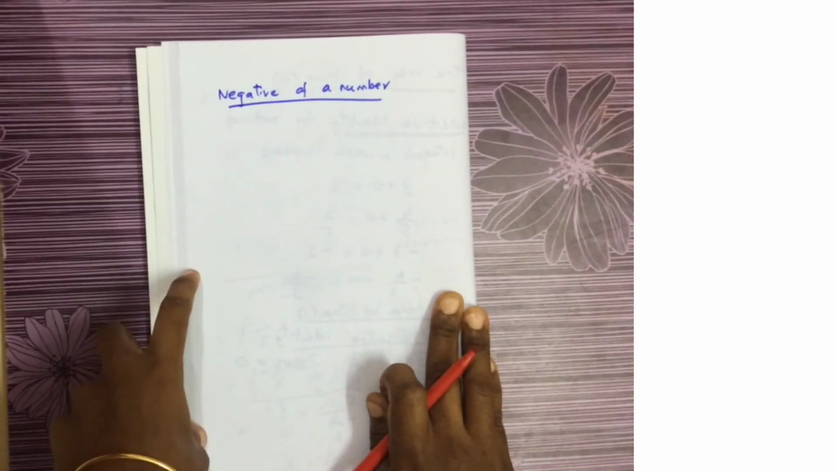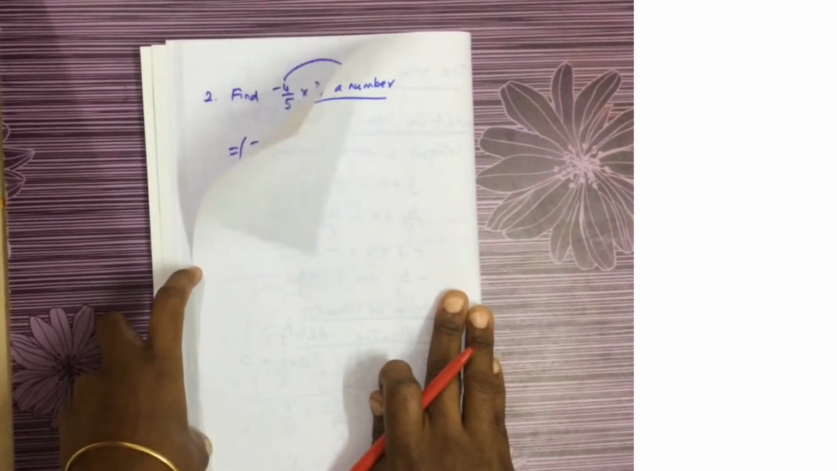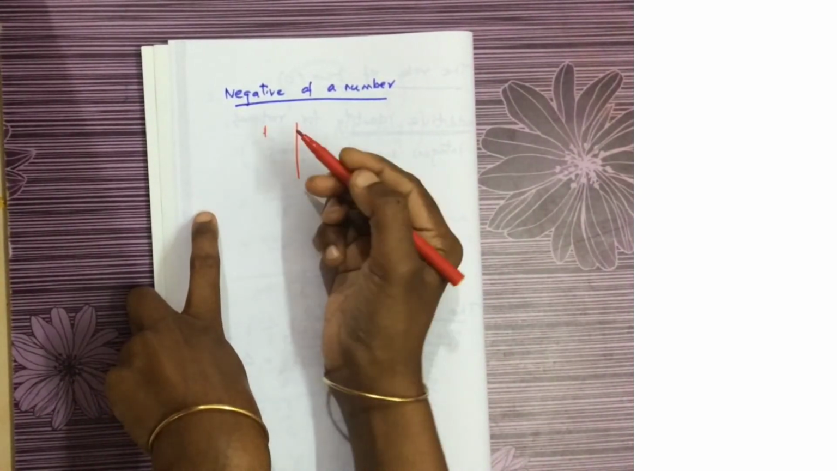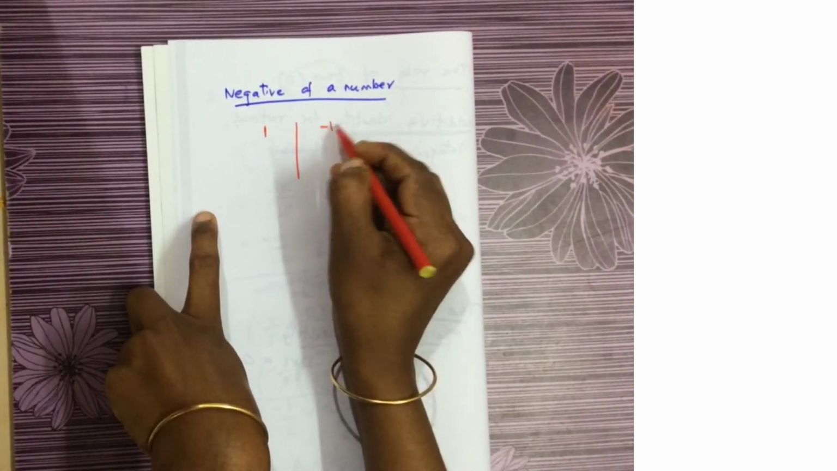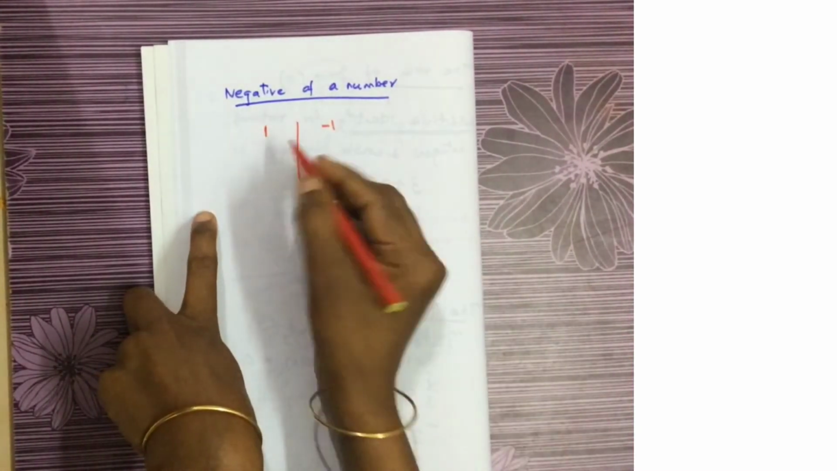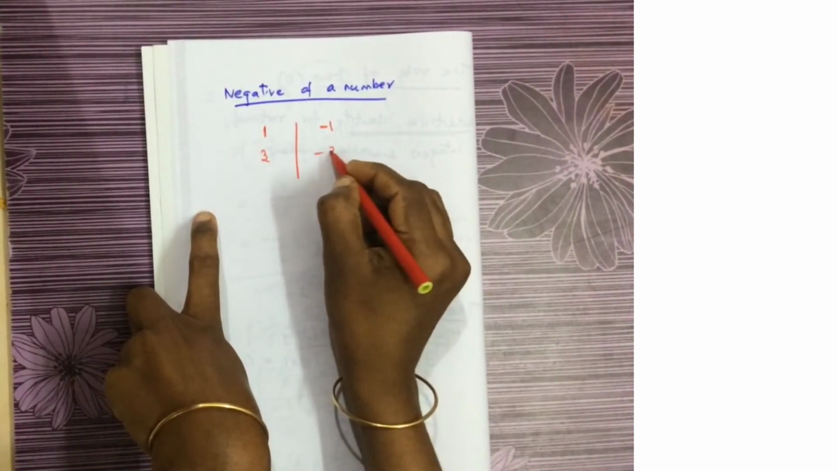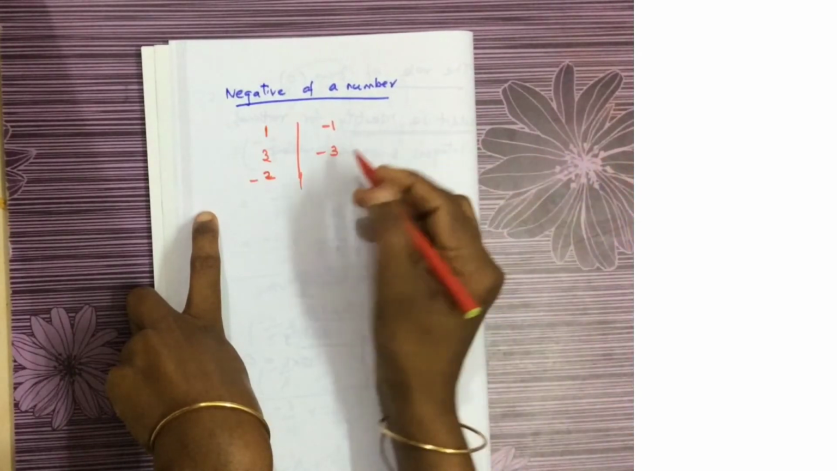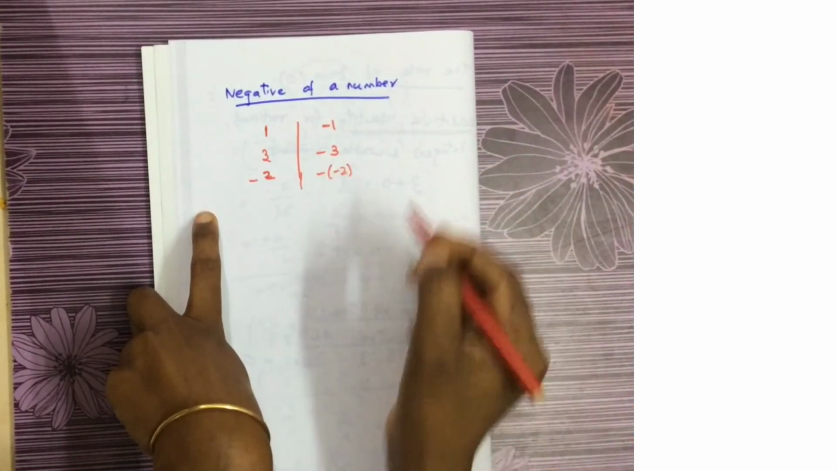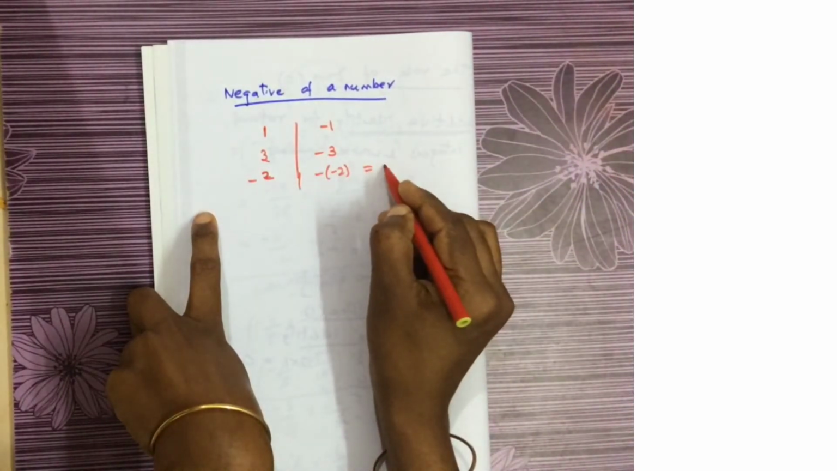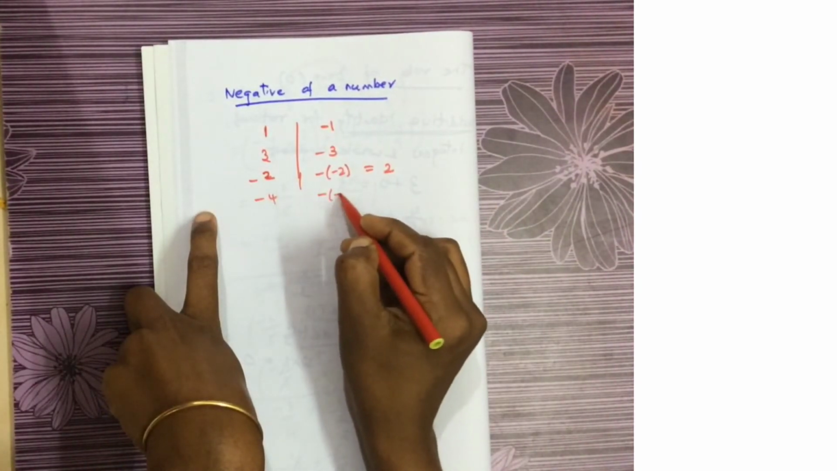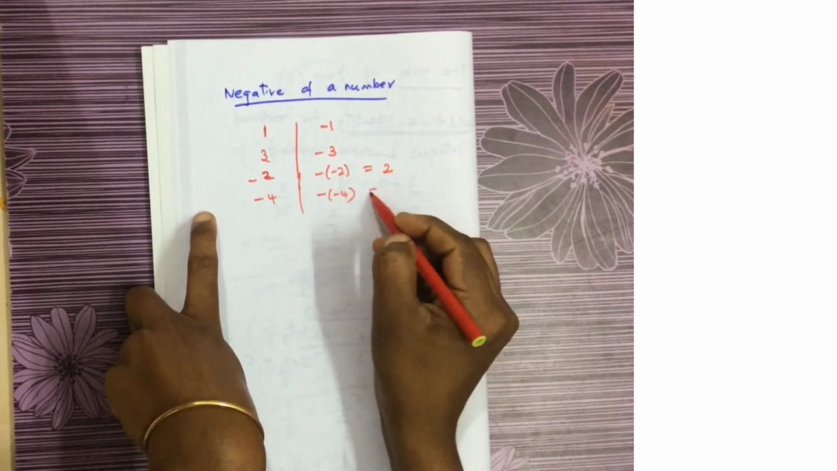The next thing is negative of a number. What is negative of a number? Suppose a number is 1, the negative of 1 is minus 1. A number is 3, the negative of that is minus 3. Suppose it is minus 2. What is the negative of this? Minus of minus 2, this minus into minus becomes plus, which gives 2. What is the negative of minus 4? Minus of minus 4 gives 4.